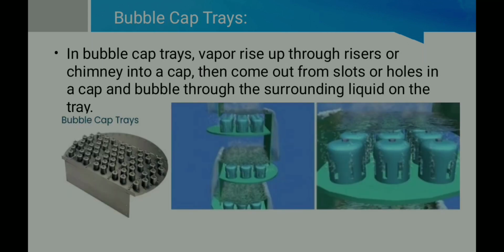First, what is a bubble cap tray? In a bubble cap tray, vapor rises through the riser or a chimney into the cap, then comes out from the slot or a hole in the cap and bubbles through the surrounding liquid on the tray. In this picture, we see the chimney, which helps the vapor to come out, where we can see the bubbles formed on the outer side of the bubble cap tray, which has holes. This is how the vapor rises through the bubble cap tray.